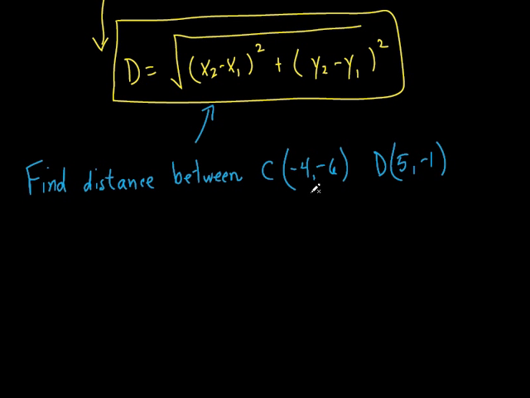So let's give this a shot. Here's the 2 points, -4, -6, and 5, -1. We'll call this our x1 and our y1. This would be our x2 and our y2. Remember, the first part of this ordered pair would be the x, and the second part would be the y. Same thing here. This would be the x, and this would be the y.